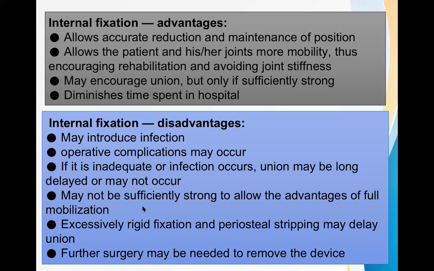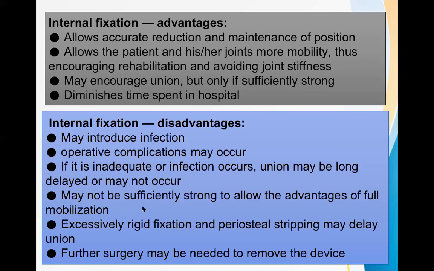If there is a very rigid type of fixation, and if there is periosteal stripping when you apply the internal device, it may delay the union. Now let me ask you one question here. Why may periosteal stripping cause delayed union? What's the reason? Yes? Blood vessels may be damaged.